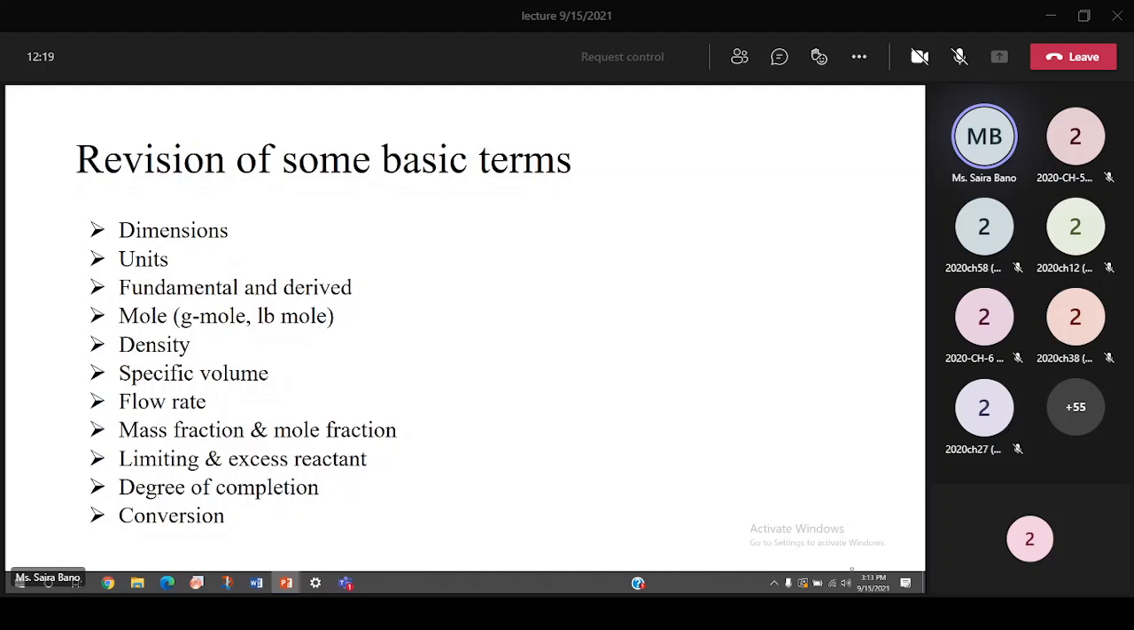So next is degree of completion and conversion. Conversion is general for any reactant. Any reactant which is being converted to the products, we can find its conversion. It can be measured in percentage terms, and then degree of completion is actually for the limiting reactant. So how much a limiting reactant is converted to the product will indicate the degree of completion of the reaction. Obviously these terms are just the revision. Next we will be doing some problems, and you will calculate all these values. Hopefully they will be repeated in them.